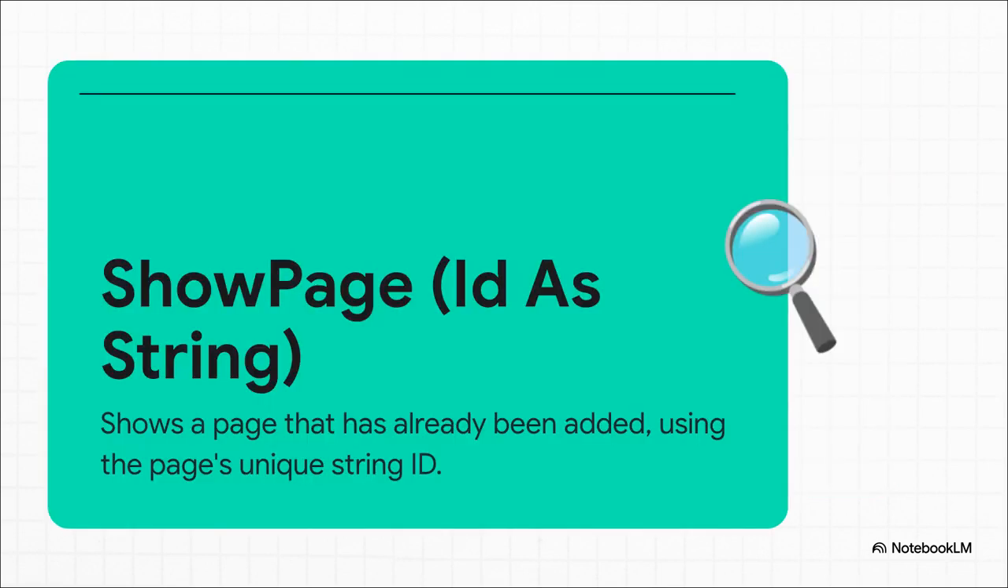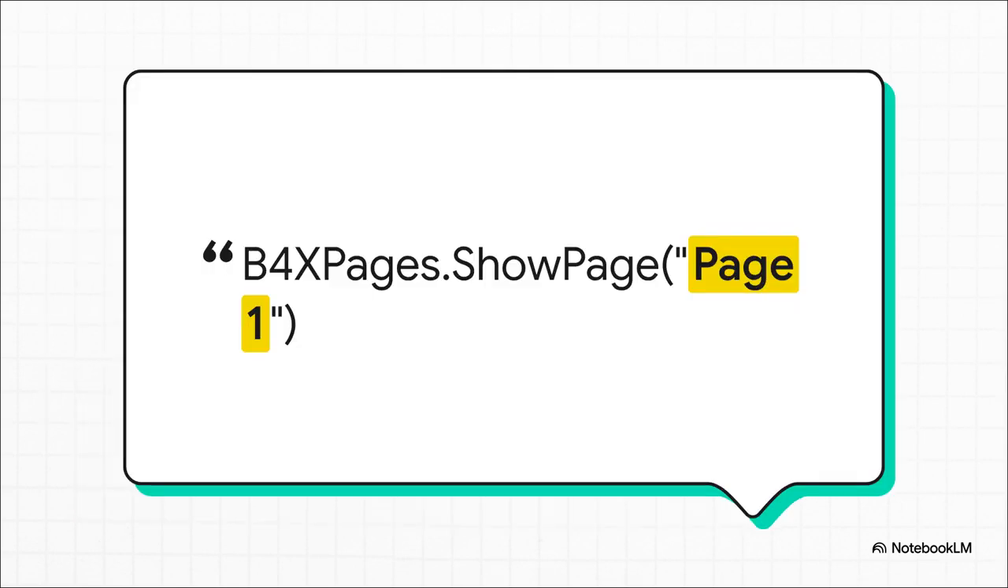So, you've added the page. Now how do you actually make it show up on the screen? Well, that's where ShowPage comes in. All you do is call it and give it that same unique ID you used a second ago with AddPage. And here it is. You call ShowPage with page 1, and that page will pop right up for the user.